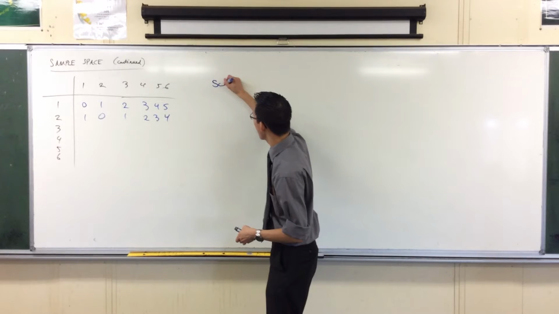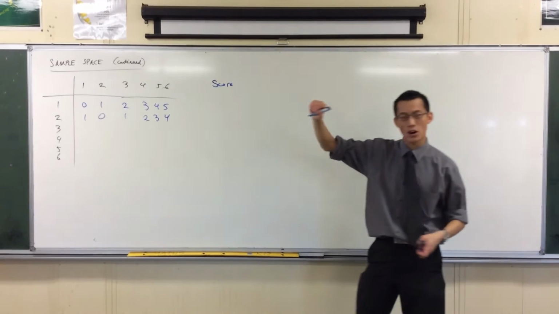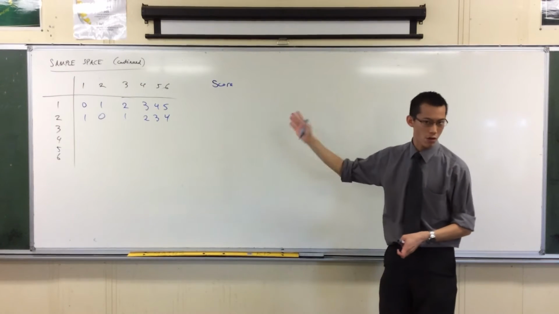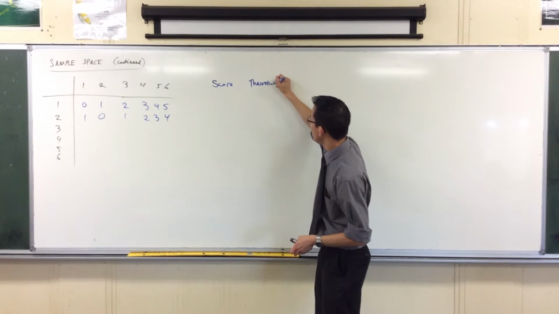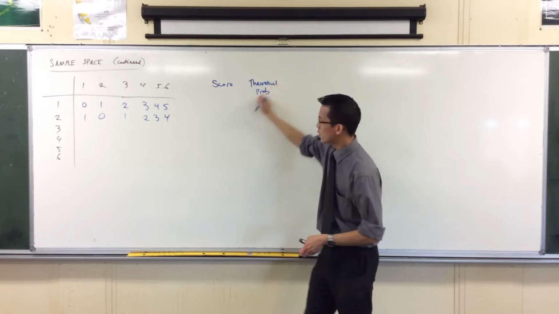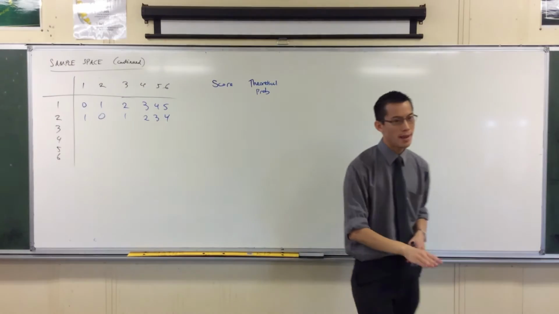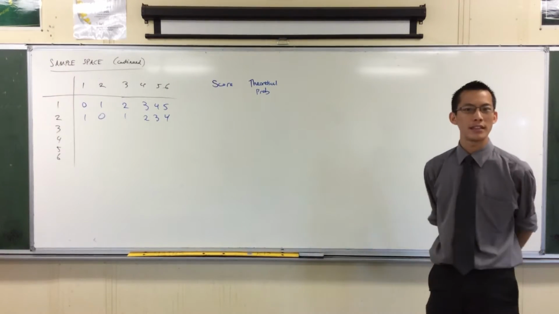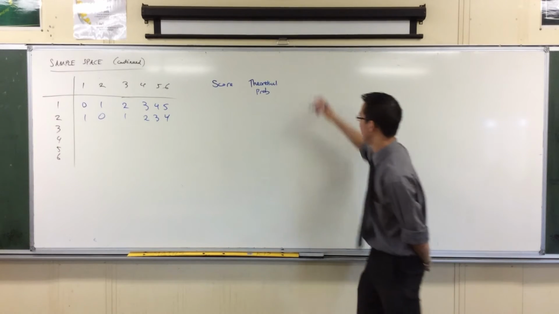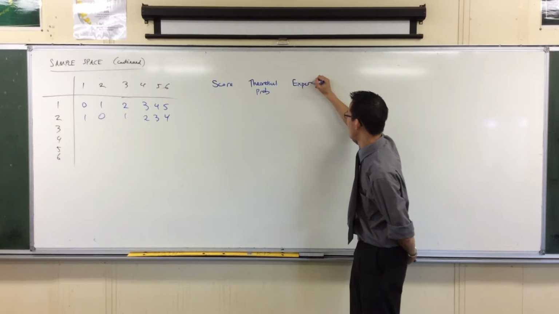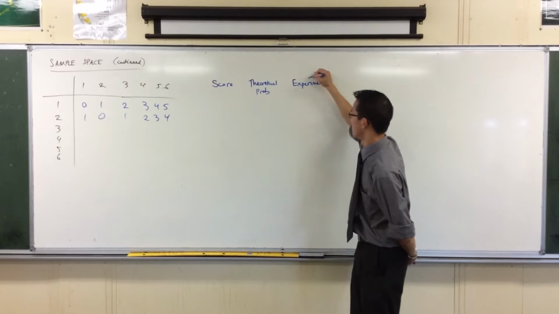So the table is going to have 3 columns, okay? The score, 0 to 5. The theoretical probability, which is what you're about to work out. And then have a think about what we've been looking at over the past few days. What do you think the third column might be? Experiment. Very good.